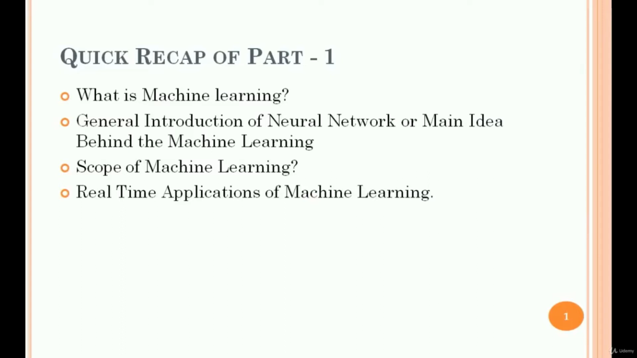In our previous video, we learned some concepts. The first one is what is machine learning, and the second one is a general introduction to neural networks, or I can say the main idea behind machine learning. The third one is the scope of machine learning, how machine learning is involved in human lives and what its impacts are on industries. And the last one is real-time applications of machine learning, and how industries are using machine learning to make smarter things like the Facebook tagging mechanism.